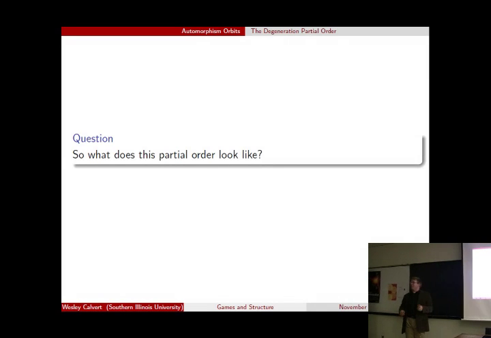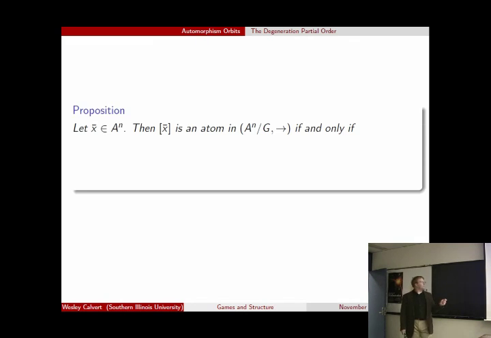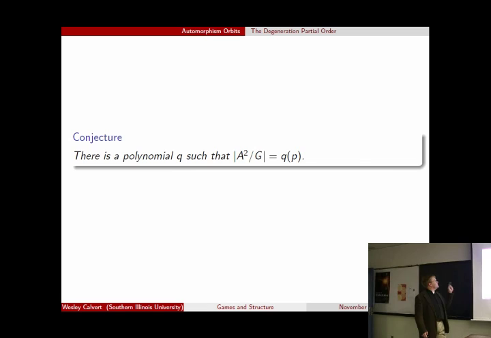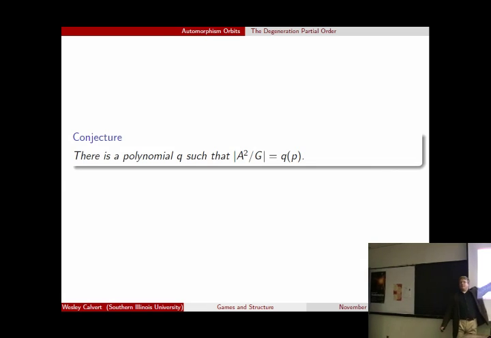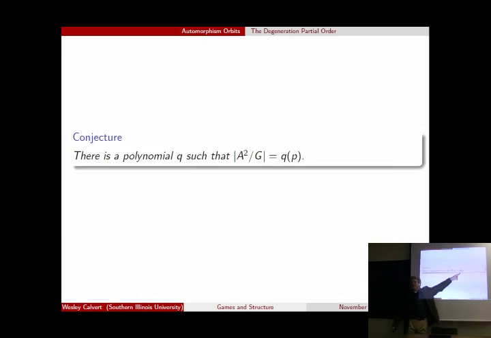We don't know what the partial ordering looks like. If we knew what that partial ordering looked like, if we knew its structure as a partially ordered set, then we would have solved the problem. We know stuff, but not nearly enough. Conjecture is that for n equals 2, for automorphism orbits of pairs, there should be polynomially many of them. That's the conjecture.